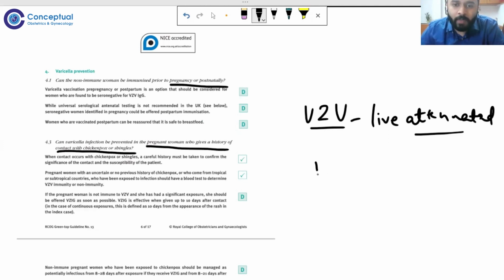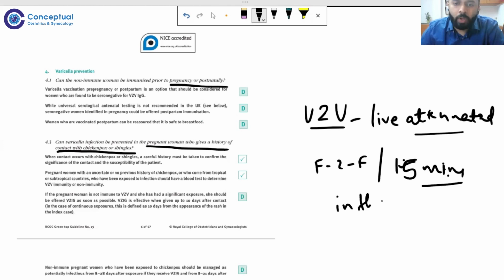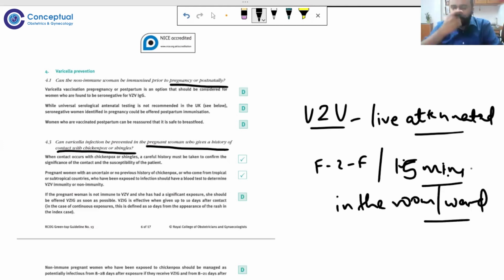if there has been face-to-face contact with someone who actively has chickenpox, or if the person has been in a room for 15 minutes with a person who has chickenpox, in the same room or in the same ward. This indicates a close contact. And by active infection, I mean the patient who has not started crusting.